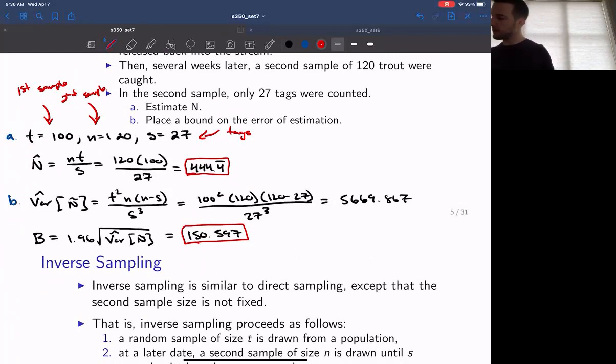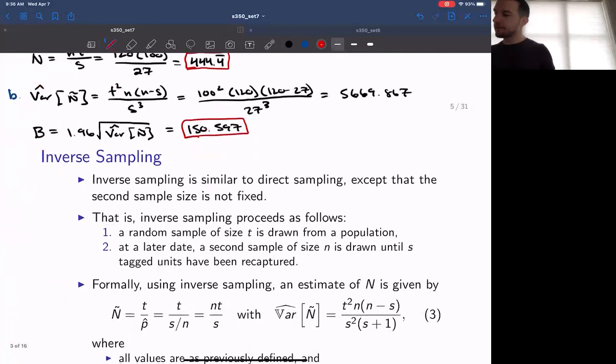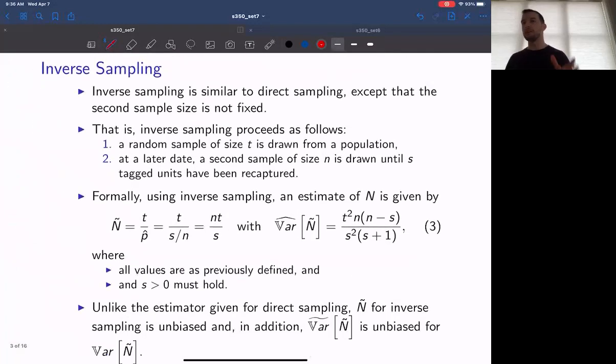I'm not seeing any. All right, the next strategy for estimating the population size is called inverse sampling. So the goal of inverse sampling is the same as direct sampling. They are both methods for estimating capital N, the size of some population. The difference between inverse sampling and direct sampling, as you can see from the slide, is that with inverse sampling, the second sample is not a fixed quantity.